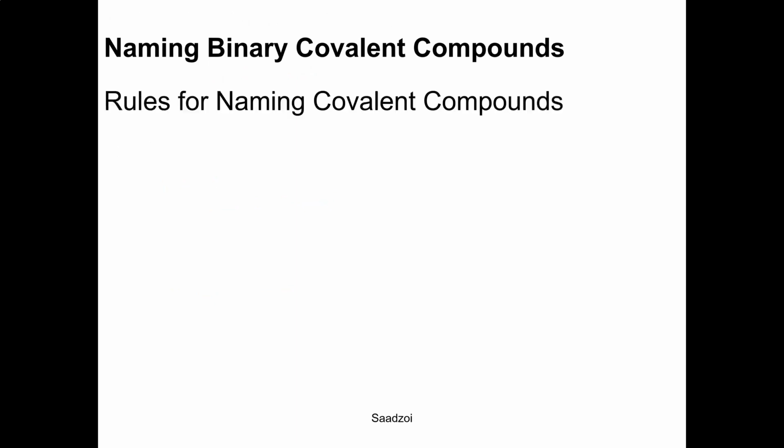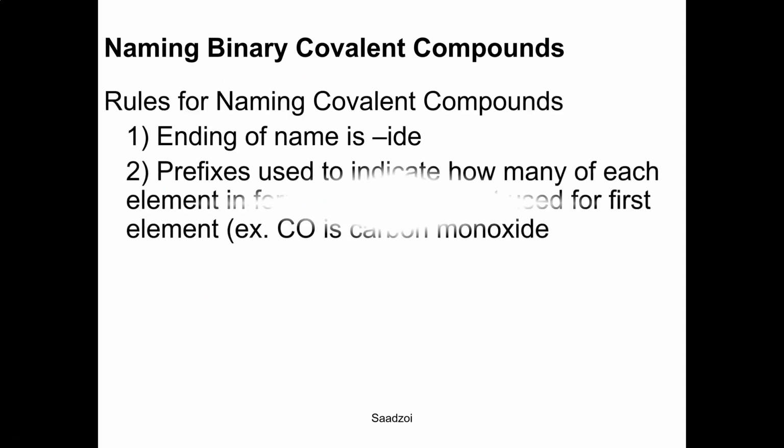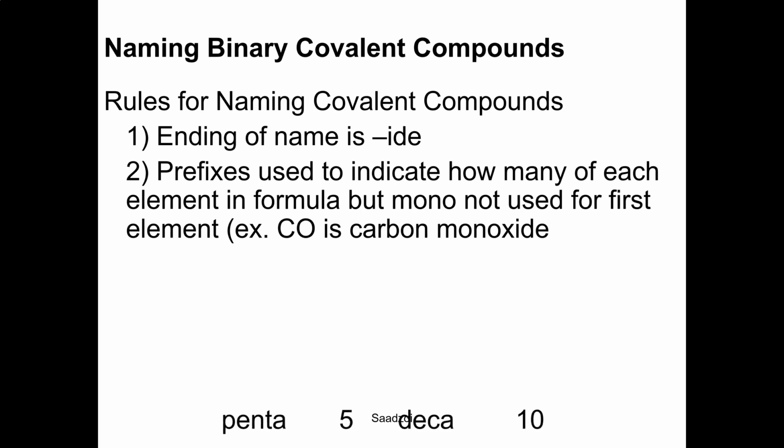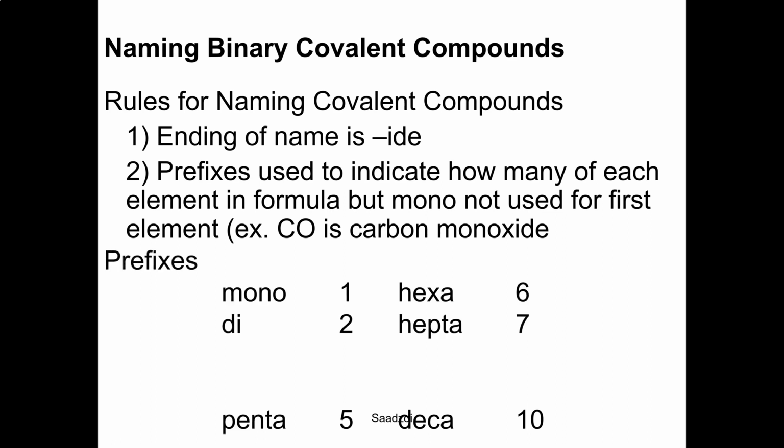All right, covalent compounds, rules: you always end in -ide. Prefixes are used to indicate how many of each element you have. So CO is carbon monoxide because there's 1 oxygen. Here are the different prefixes you have to memorize: mono, di, tri, tetra, penta, hexa. You probably recognize most of these from geometry.